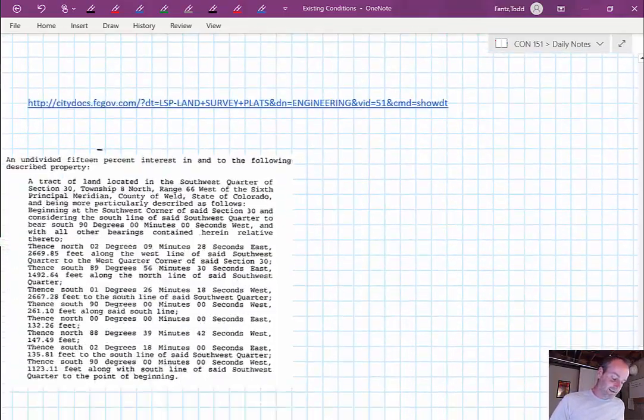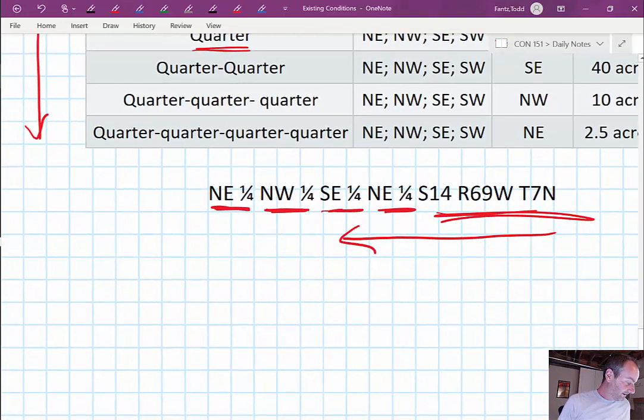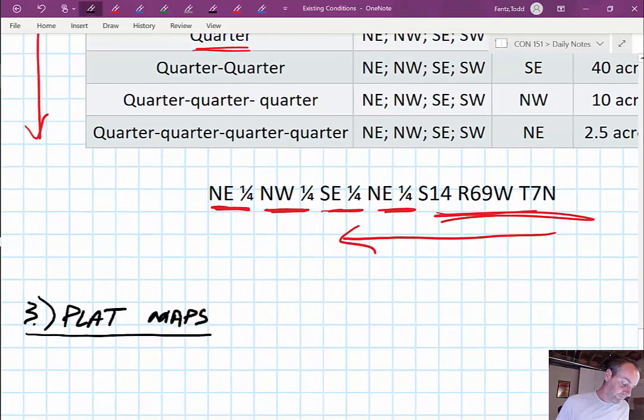So the last system is called the plat maps. And plat maps, by the way, this also is known as, AKA, lot and block.